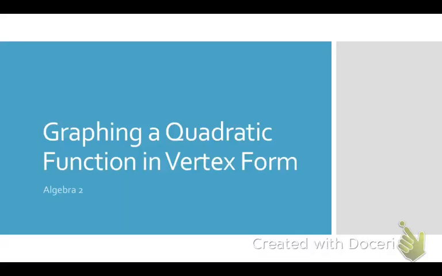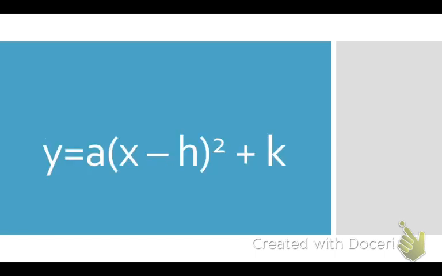This video will show you how to graph a quadratic function which is written in vertex form. So vertex form looks like this. Some things to remember are h and k are your vertex. So on your foldable you should have written opposite, same, because h is always the opposite sign of what you see, and k is the same sign.